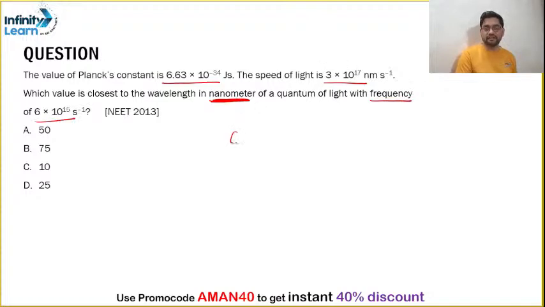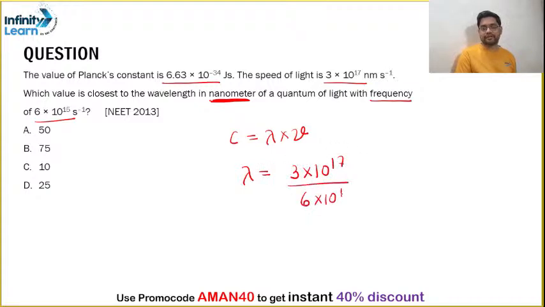Speed of light is given, frequency is given, we need to know the wavelength. So c is wavelength times frequency. So lambda will be equal to what? 3 into 10 raised to 17 nanometers over 6 into 10 raised to 15. So 3 by 6, that is 1 by 2, and 10 raised to 17 by 10 raised to 15 becomes 10 raised to 2. So that is equal to how much?